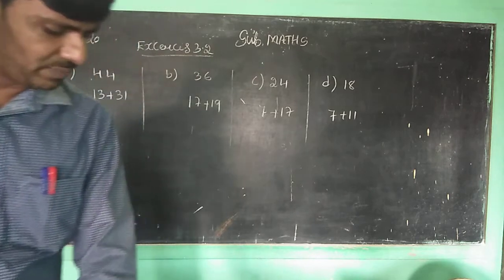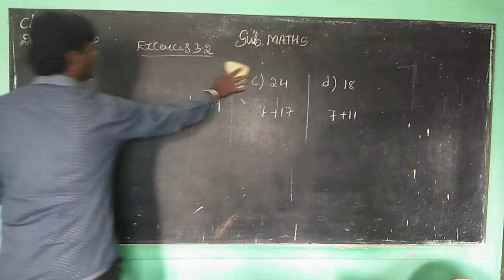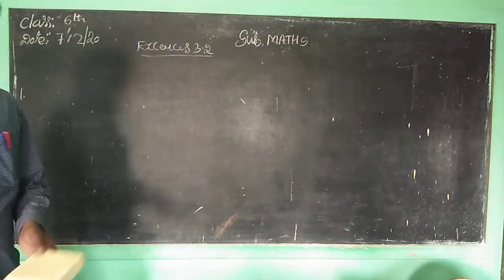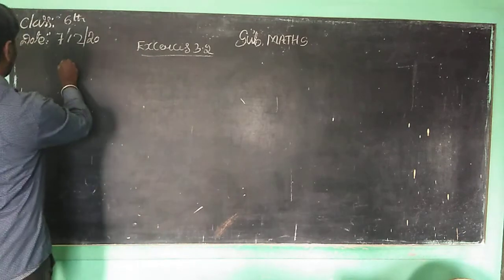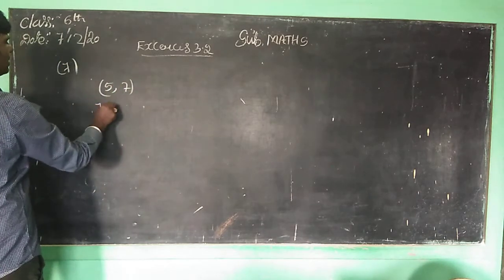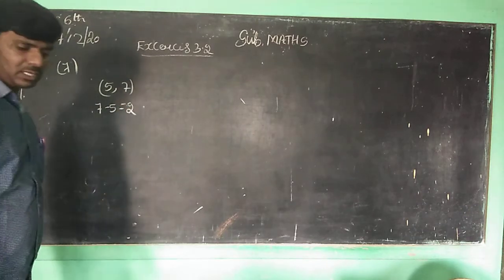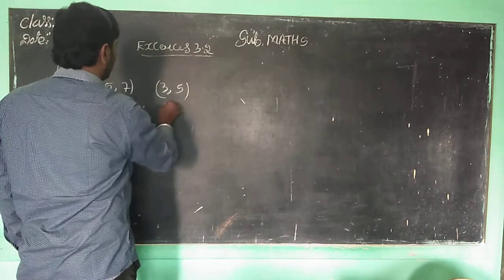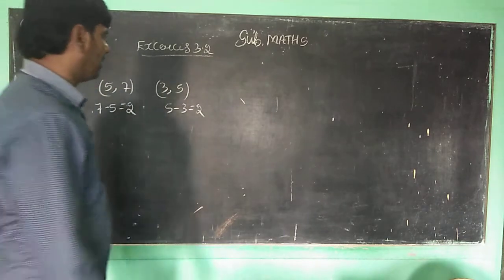Children, next you want to take the next question. Give 3 pairs of prime numbers whose difference is 2. Suppose 5 and 7. You want to subtract: 7 minus 5 is equal to how much? 2. Correct. So children, as well as you want to take another one, 3 and 5. 5 minus 3 is equal to 2. Correct children. As well as you want to take 11 and 13.